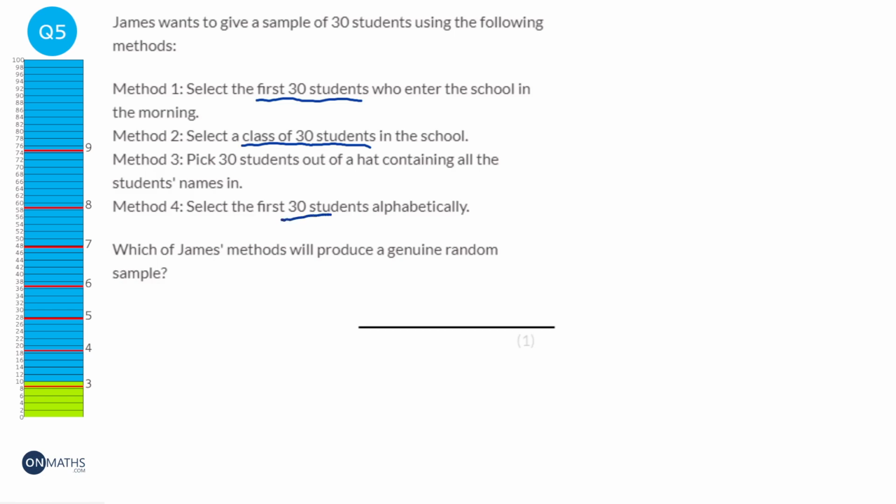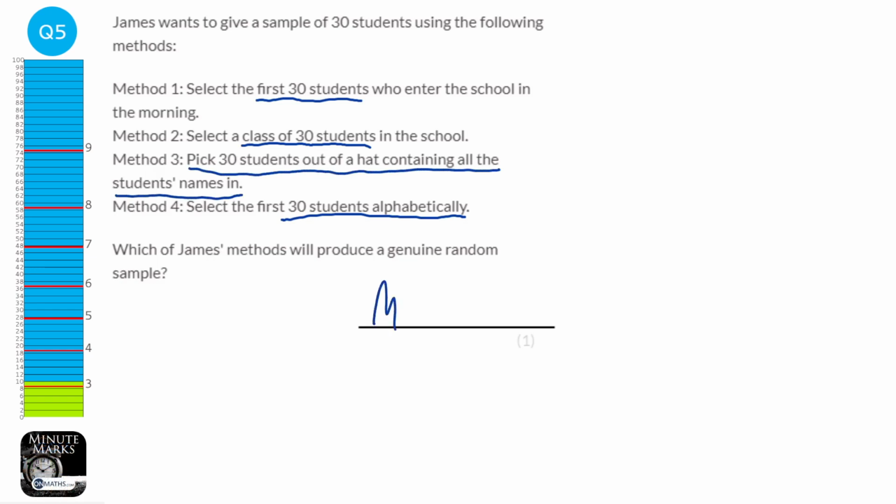It might seem that it's fair, picking the first 30 students alphabetically, so A to F or whatever, but again, that's not fair because the people at the end of the register don't have an equal chance of being picked. So you need to make sure everyone in your population has an equal chance of being picked. So picking 30 students out of a hat containing all the students' names in is definitely the fairest way of picking a sample from this list.